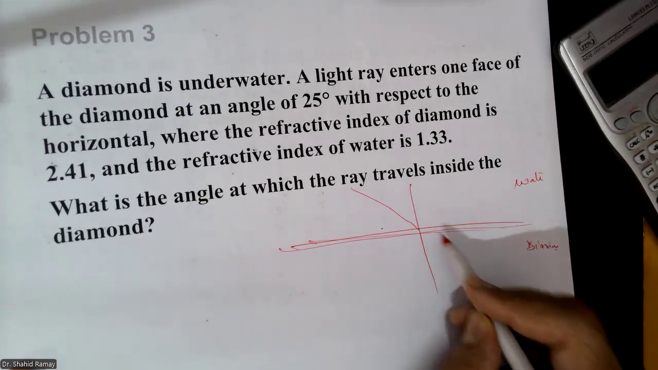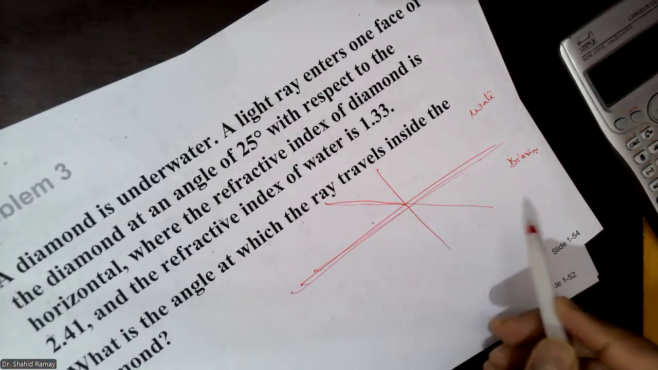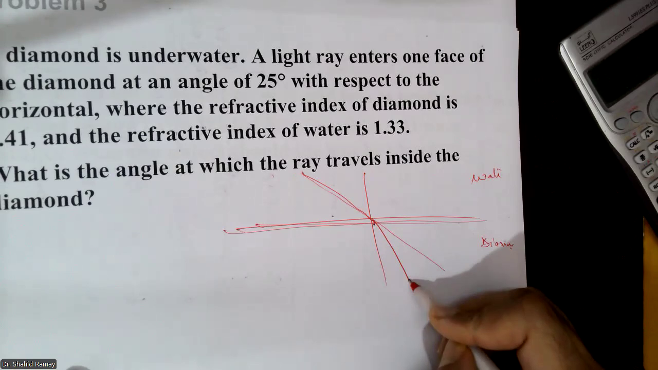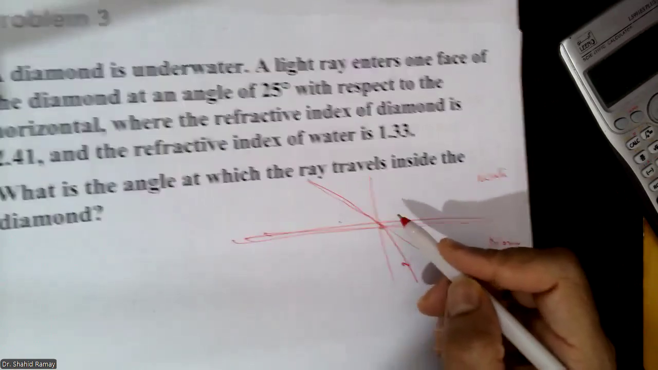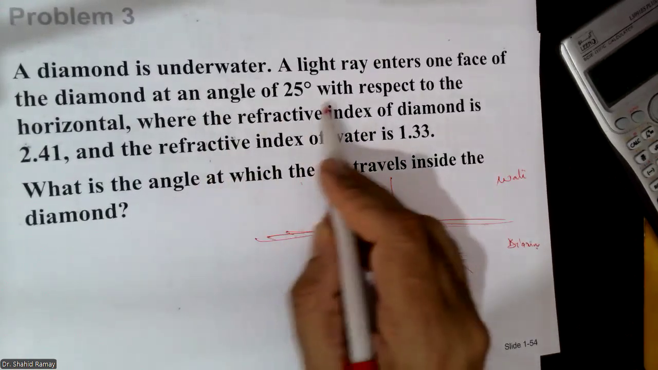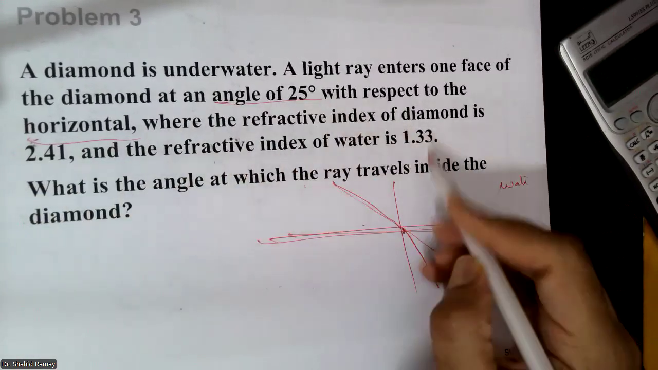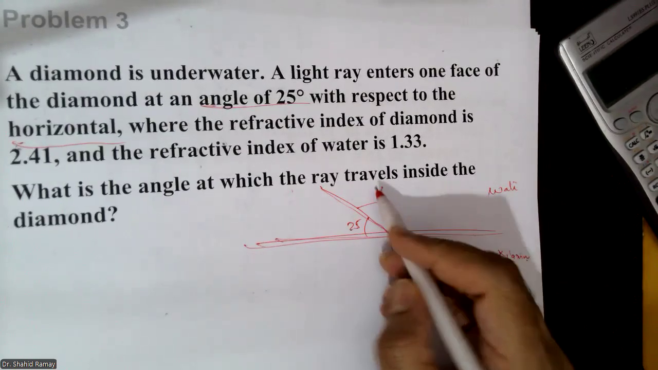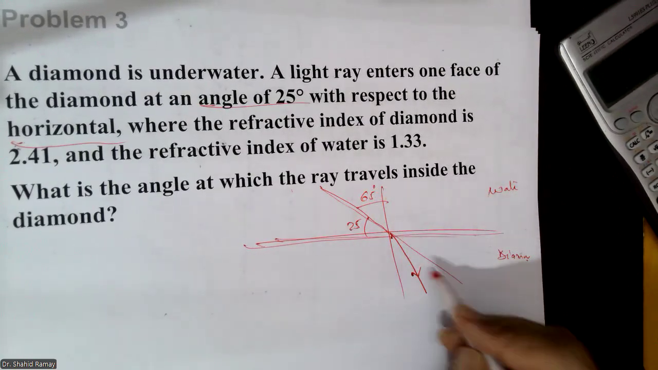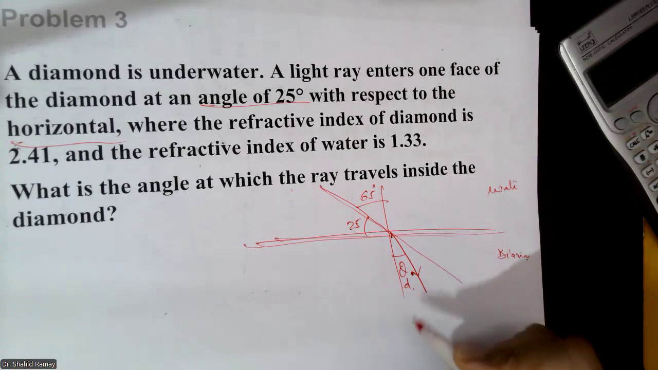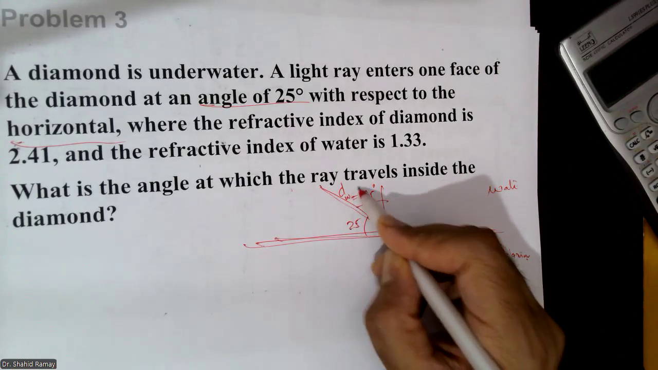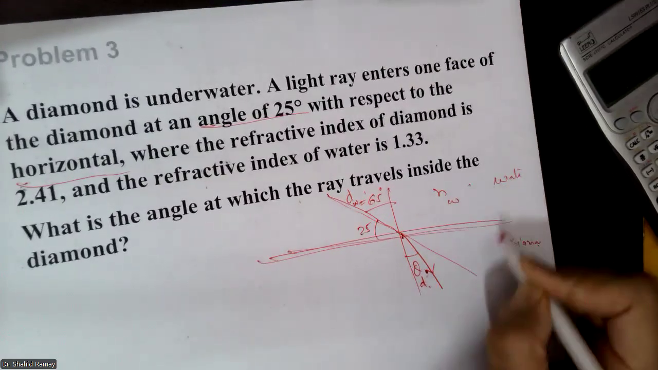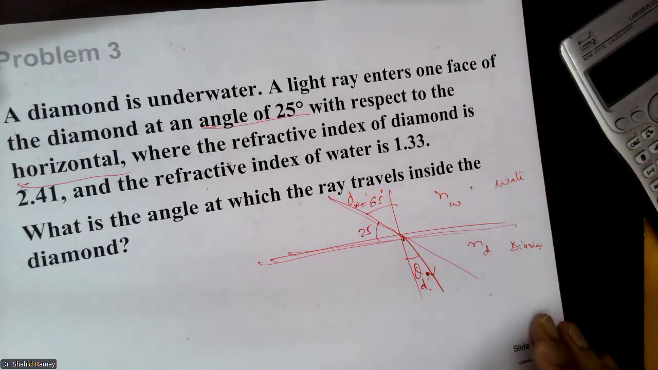And if the ray is coming, actually the ray should go straight, but due to different media, water and diamond, it will bend. So here they have written the value of this one. This 25 is given with respect to the horizontal. So this angle you have to find, and this is 65 degree. And this angle we have to find. This is for diamond and this is for water. Here the refractive index of water and here the refractive index of the diamond.